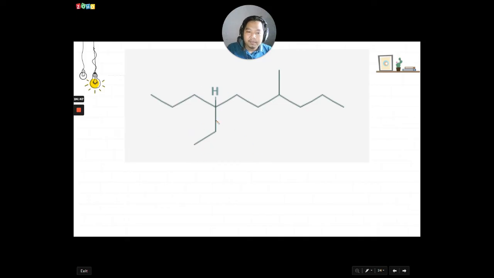So, yan. Halimbawa, ito, ignore nyo lang to. Another example, what if ganito yung itsura? So, 1, 2, 3, 4, 1, 2, 3, 4. They are of the same position, but of different attachment. So, obviously, now we already learned that we will start alphabetically. This is just a checkpoint so far of our rules before we proceed. So, that's 10. So, decane. And then, you have 4-ethyl, 7-methyl decane. Okay? So, hopefully, na-get kung bakit ganun yung pangalan.